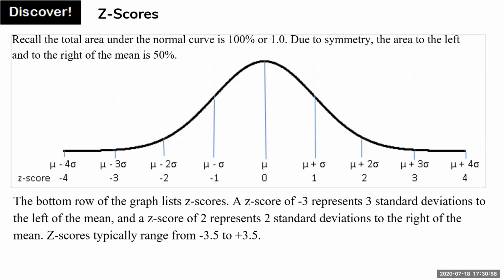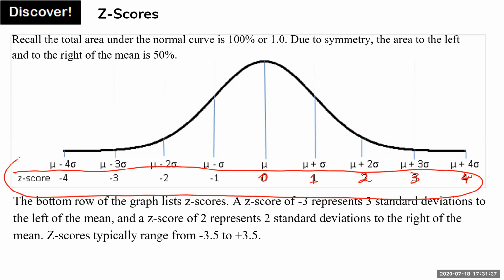Now let's go. We recall the total area under the normal curve is 100% or 1.0, right? Now due to symmetry, the area to the left and to the right of the mean are each 50%. Now you remember the number line analogy I demonstrated to you before we looked at the empirical rule. The numbers right here are what we refer to as the z-scores.